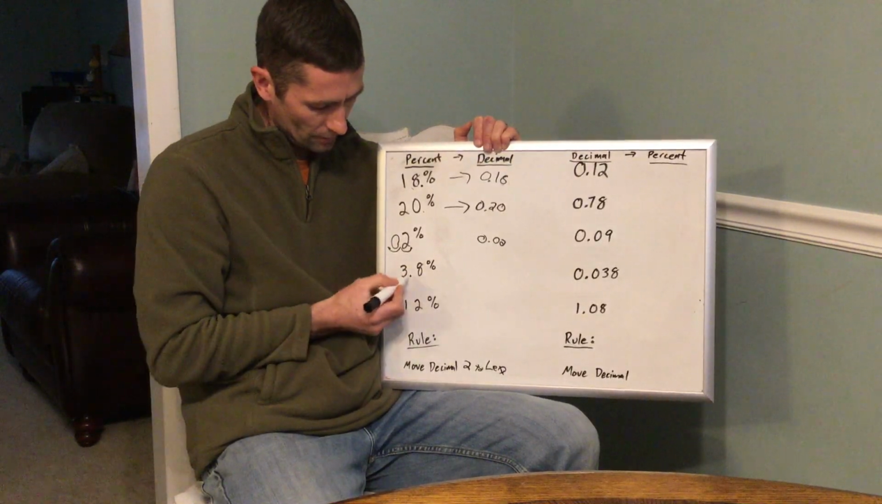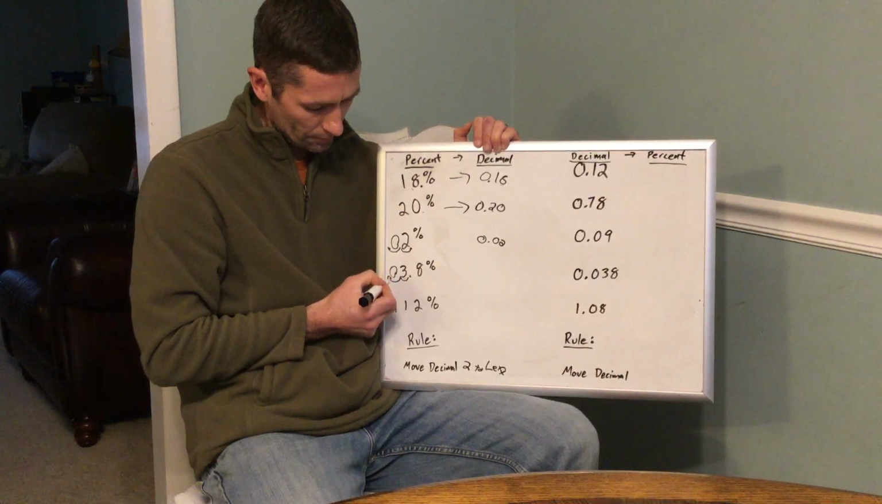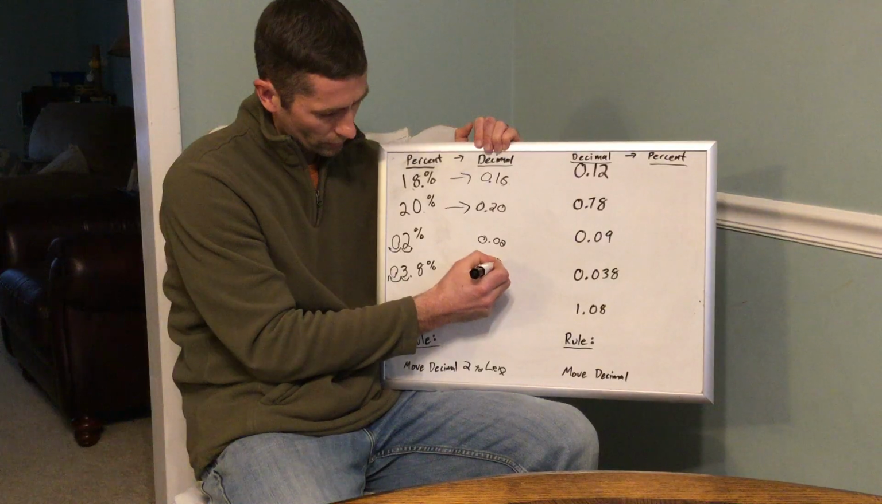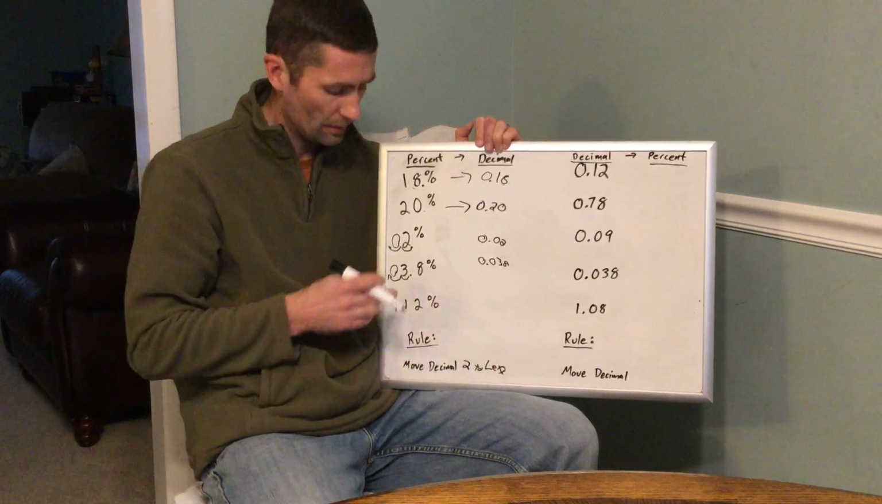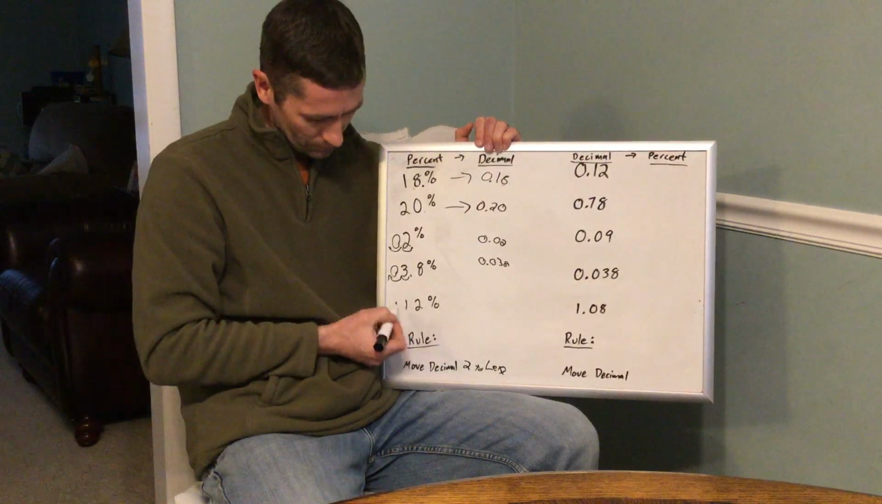3.8%, it already has a decimal in it. Move it 2 to the left. Annex another 0 so we can see it better. So it's 0.038. Now we have 38 thousandths, which makes sense because we have a spot there in the thousandths.